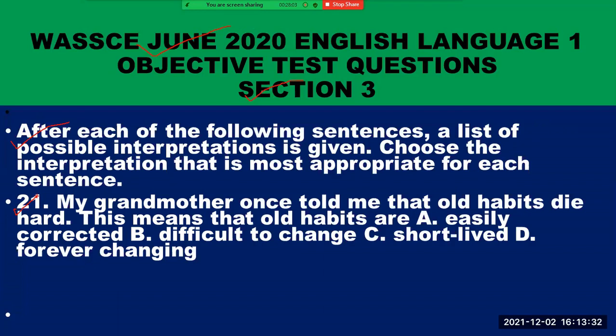Now the question states, my grandmother once told me that old habits die hard. This means that old habits are A, easily corrected, B, difficult to change, C, short-lived, D, forever changing. Of course, the right option is difficult to change. Old habits die hard. Now, take note of the fact that section 3 of WASSCE 2020 English Language Objective Questions deals with sentence interpretation. That is the topic that you prepare if you are going to answer questions correctly in section 3. All right, sentence interpretation. And again, take note of the fact that section 3 begins at question number 21.